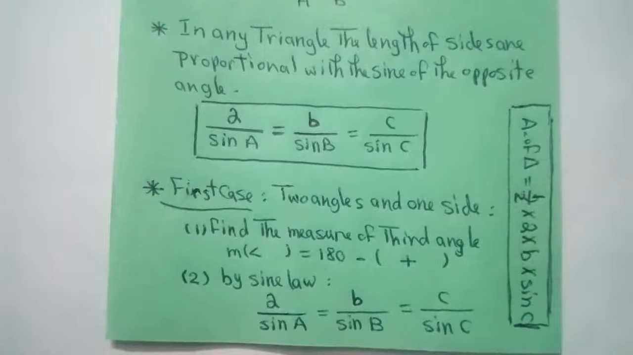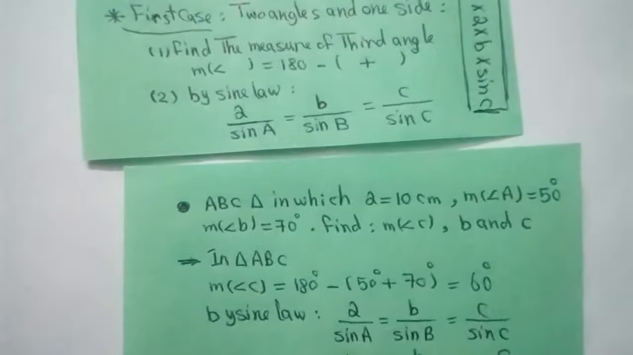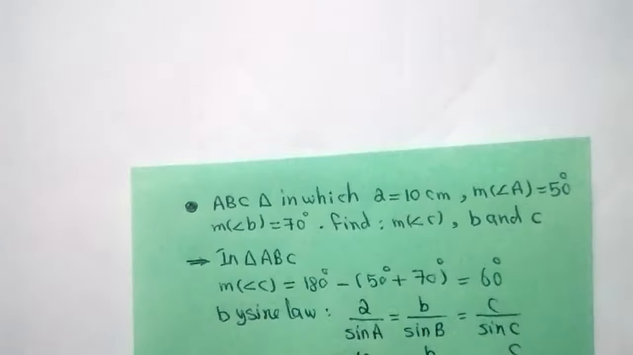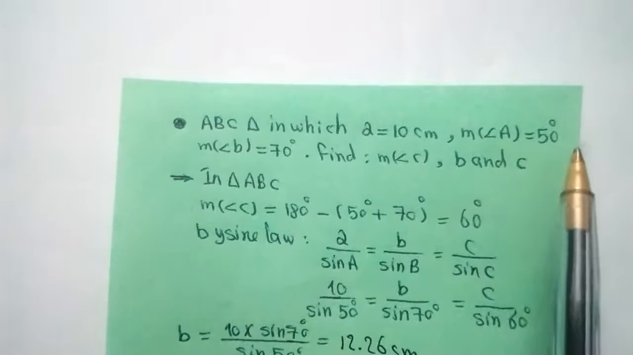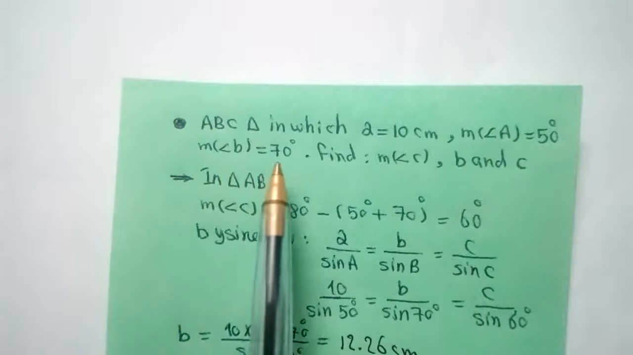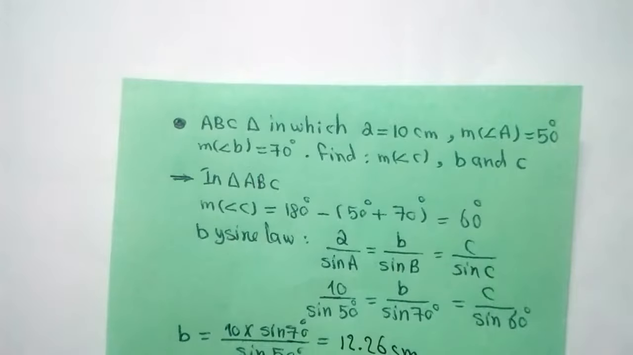Example: in triangle ABC, a equals 10 centimeters, measure of angle A equals 50 degrees, measure of angle B equals 70 degrees. Find the measure of angle C, and sides b and c. In triangle ABC, measure of angle C equals 180 minus (50 plus 70), which equals 60.